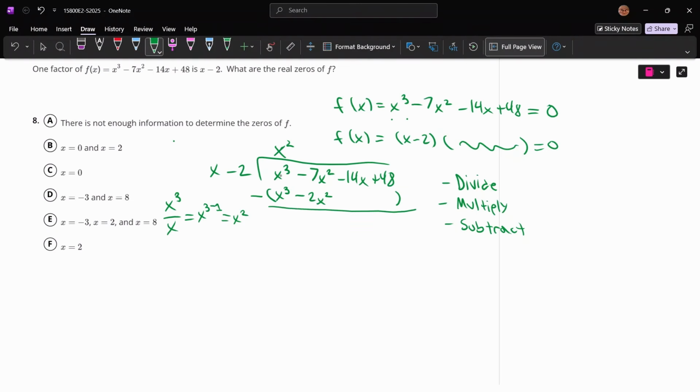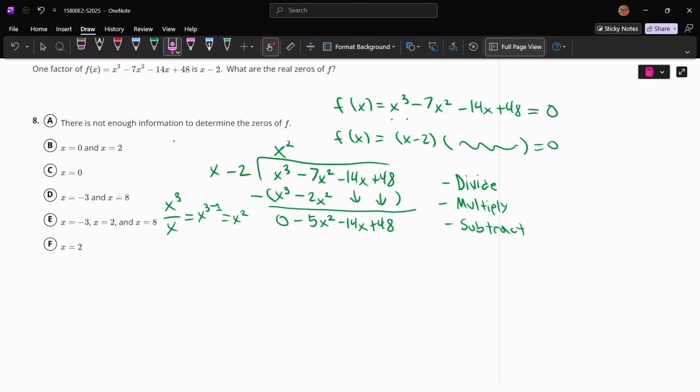So now we can carry on with our initial subtraction step. So subtracting x cubed with x cubed end up with 0. And then negative 7x squared minus 2x squared. But there's also a negative here, so it's actually going to turn into a positive. So this is going to turn into minus 5x squared. Then we can bring these two terms down, so you end up with minus 14x plus 48. And then now we just rinse and repeat and do the same divide, multiply, subtract steps that we just did.